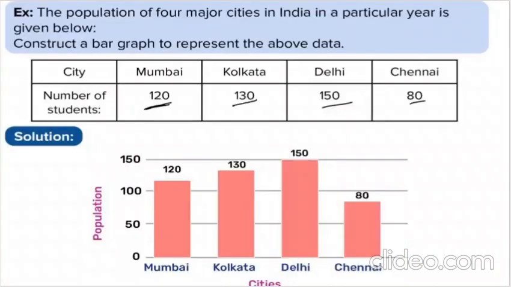Okay, look at the example. Population of four major cities in India in a particular year is given. We have to construct a bar graph for the data. Okay, now look over here. Mumbai 120, Kolkata 130, Delhi 150 and Chennai 80. Now, first of all, it is very important, before plotting, that you cannot write from 1 to 150, since the maximum is 150, on graph paper, right? So we have to find a scale. You have to find a scale, that is, 1 unit is equal to how many values.